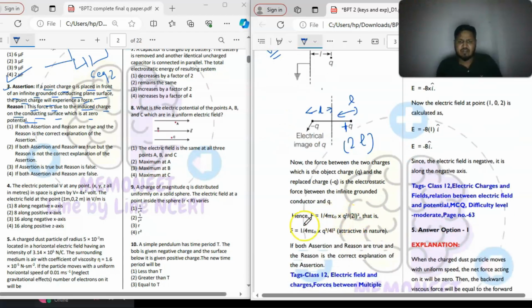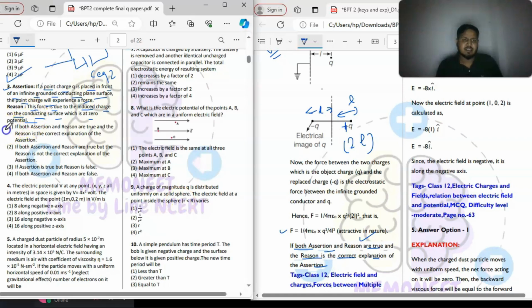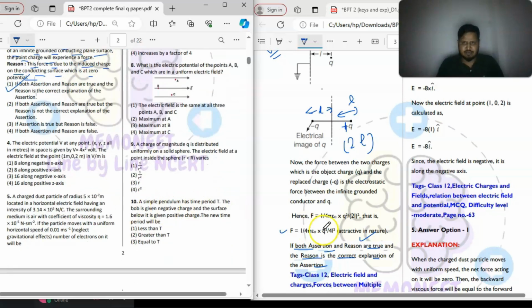Now we will find the electrical force between the Q and minus Q. So after putting the values, what we get is 1 by 4 pi epsilon naught into Q square by 4 L square. So here the charges are minus Q and plus Q, so they are attractive in nature. So if both assertion and reason are true, and the reason is the correct explanation of the assertion, so our first option is the correct option, right?